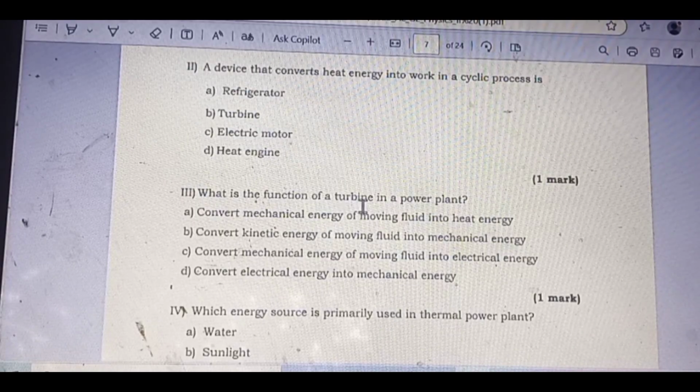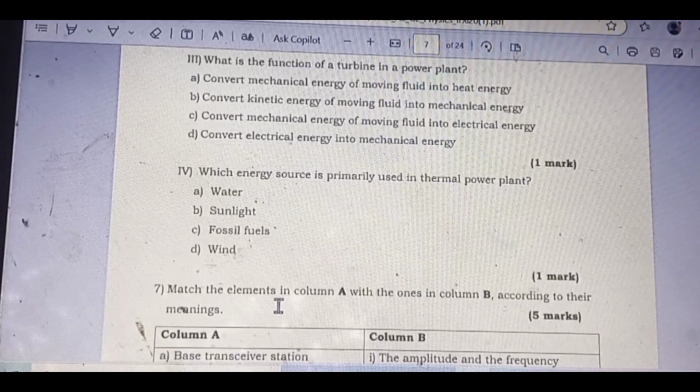III. What is the function of a turbine in a power plant? The correct answer is letter B. Convert kinetic energy of moving fluid into mechanical energy. IV. Which energy source is primarily used in a thermal power plant? The correct answer is letter C, fossil fuel.